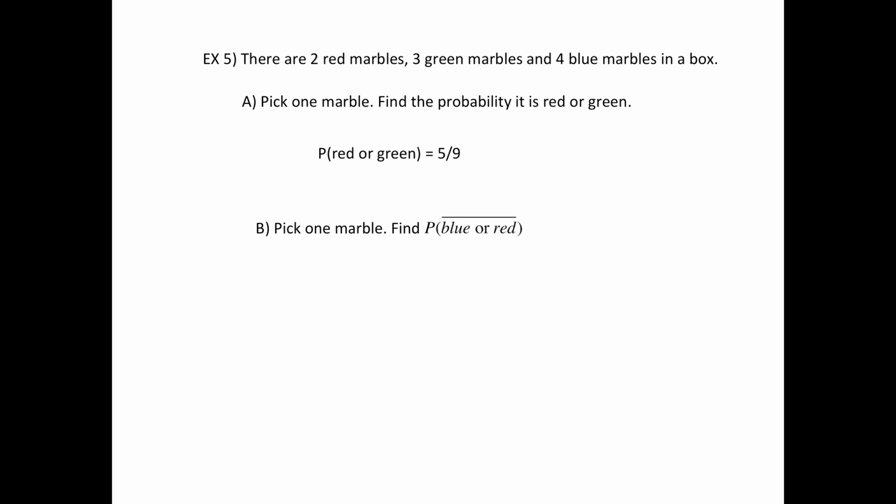And then, what about the opposite of blue or red? So if you put the blue and the red together, that it could be blue or it could be red, that's 6. If it's the opposite, so that means that it's neither blue nor red, that leaves the green. And so if it's the green, then the chances are 3 out of the total of 9. So 3/9 is supposed to be the answer for that one. And that's the end of this section.